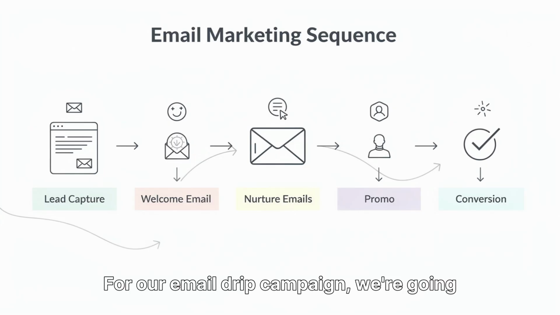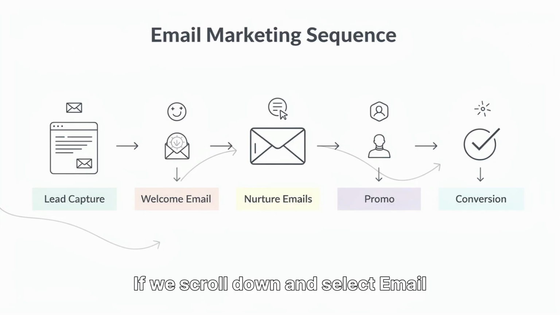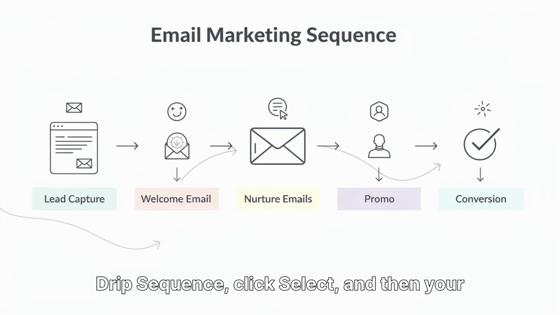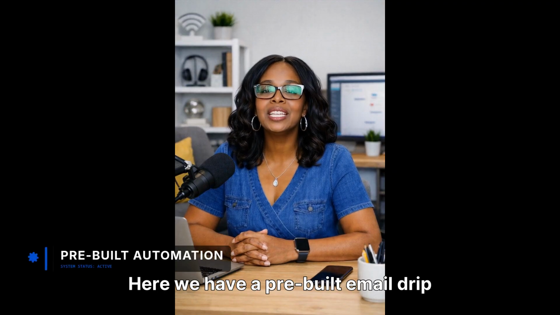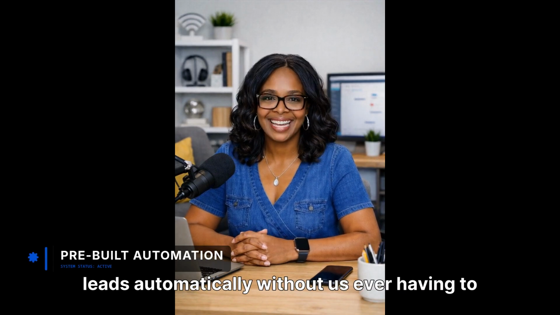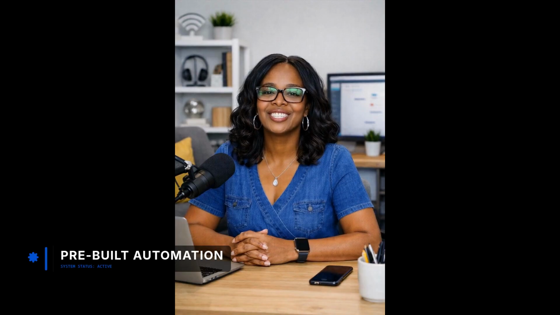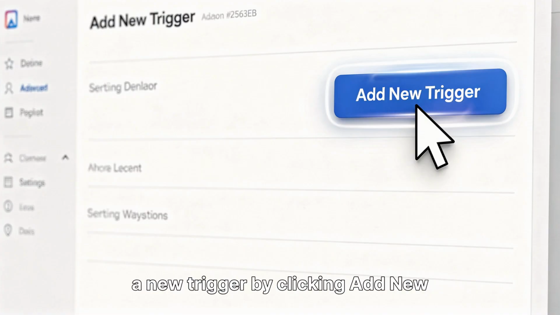For our email drip campaign, we're going to use a workflow that already exists. If we scroll down and select email drip sequence, click select, and then your new workflow will load up. Here we have a pre-built email drip sequence, which will send emails to our leads automatically without us ever having to intervene. To customize this workflow, we'll first add a new trigger by clicking Add New Trigger.